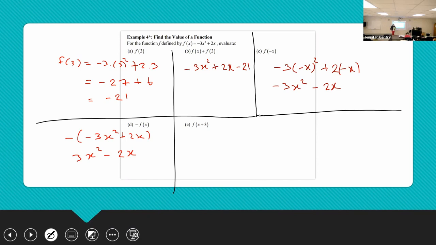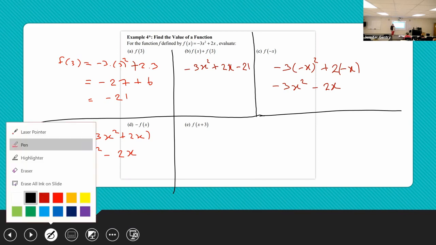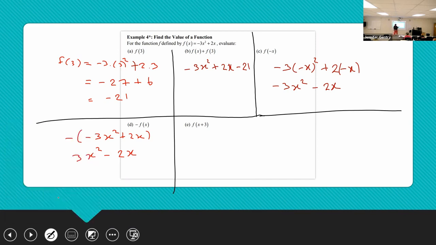Okay? F of x plus 3. What do I do? Plug it in. x plus 3 squared, right? What comes next? Plus 2 times x plus 3. Easy peasy. Whatever's in that parentheses, you put it in for x. That's all you do. Plug it in, doesn't matter. You can go and distribute.